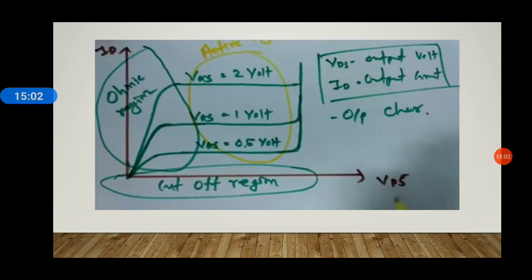So here, when there was no conduction, it was called the cutoff region. And when ID starts increasing with a small change in VDS, it is called the ohmic region. And the region where ID doesn't increase with increase in VDS for a particular VGS is the active region. And the region where ID shoots to a higher value due to breakdown is called the breakdown region. So this is all about the power MOSFET.